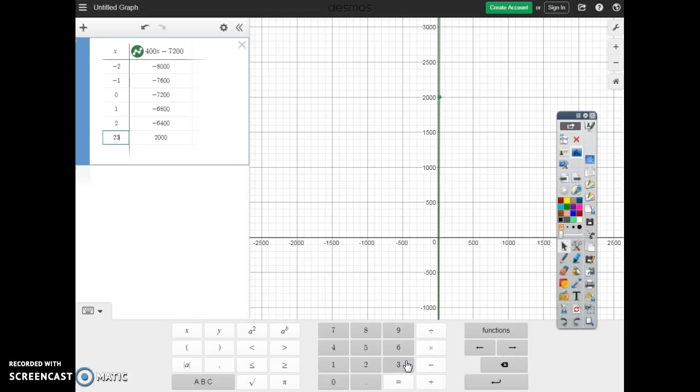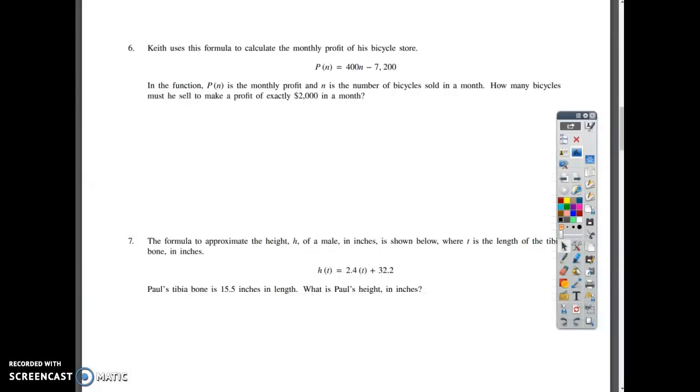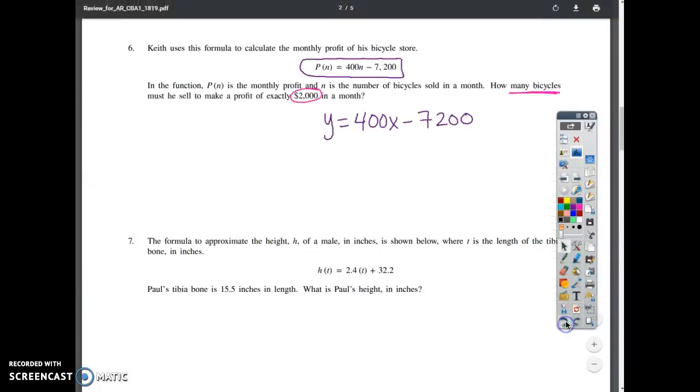Yes. Now remember, on the test, there's going to be answer choices. So you just type the answer choices in here and see which one gives you that number. Right now, it was a little harder because we had to go look for it. But on the test, they'll have answer choices. And then you type those in there and see which one gives you 2,000. So 23 bicycles gives me $2,000. The answer is 23 bicycles.